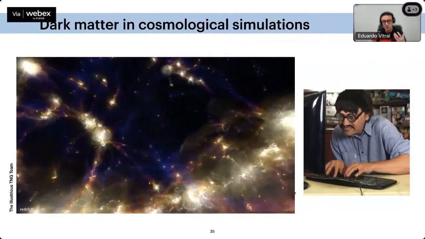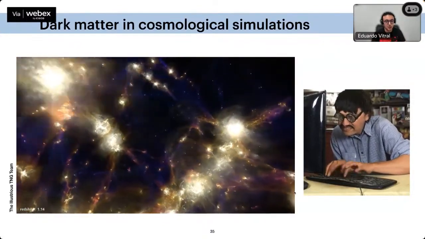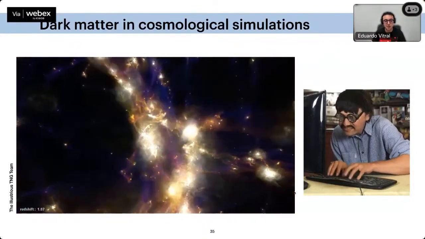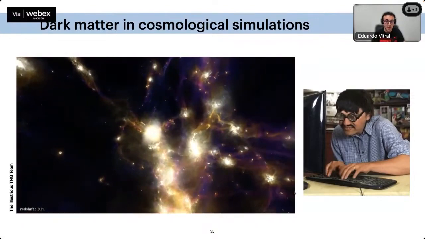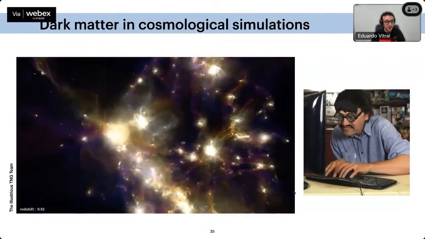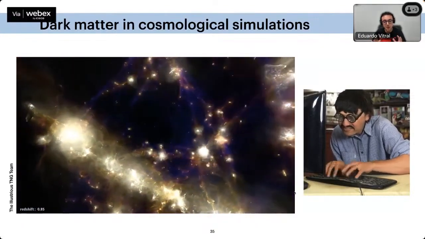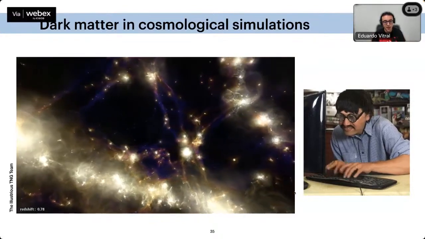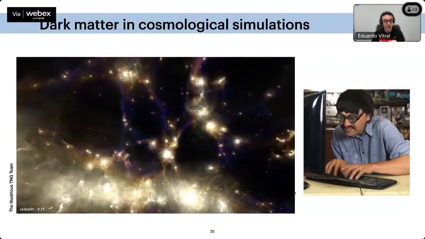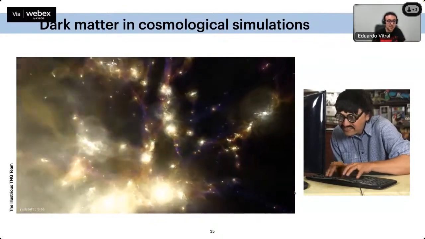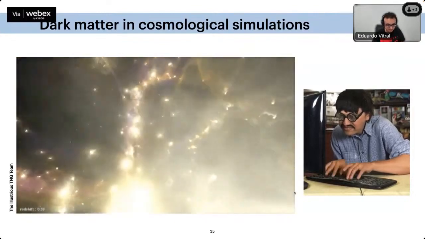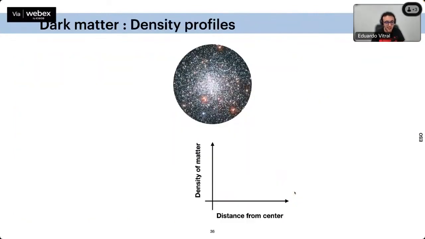And one of the main things that came out from these studies of those cosmological simulations was that dark matter seemed to behave very similarly throughout all galaxies. It should have actually a density profile that was very similar throughout all galaxies. Now you're probably asking, what the heck is a density profile?